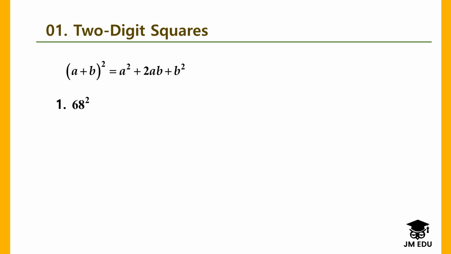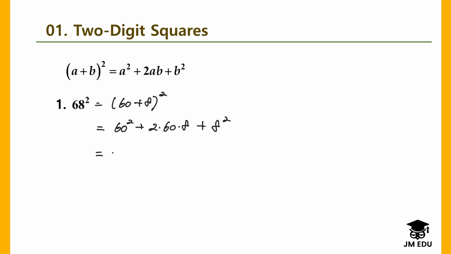Alright, let's see what method we used. From algebra, we know that (a + b) squared is equal to a squared plus 2ab plus b squared. So 68 squared can be written as (60 + 8) squared. Then that is equal to 60 squared plus 2 times 60 times 8 plus 8 squared, right?